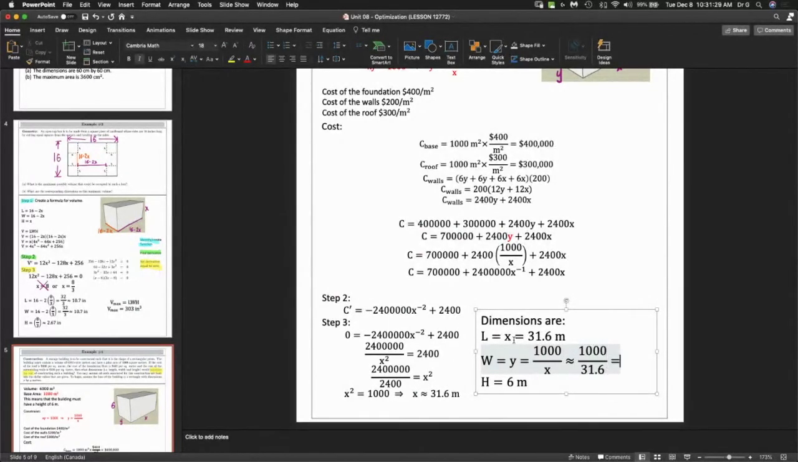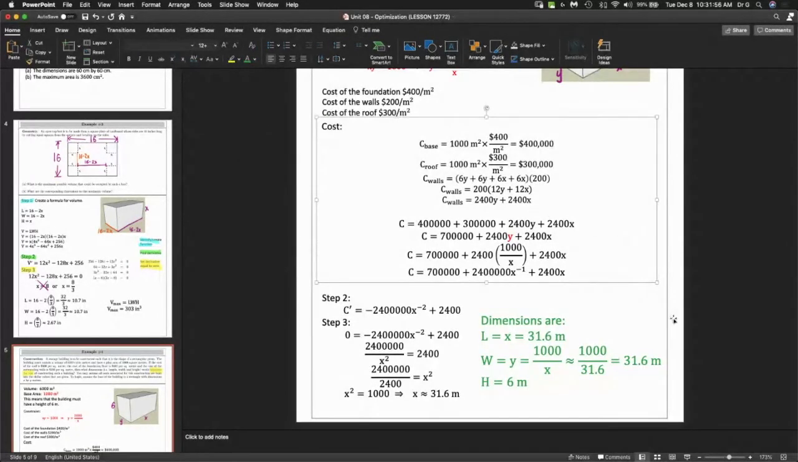It's going to be the same number because it's a square. It's going to be a square base. Now, not every question is going to have a square base, but in these two cases, it is. Anyway, what I'm highlighting here in green is the final answer.